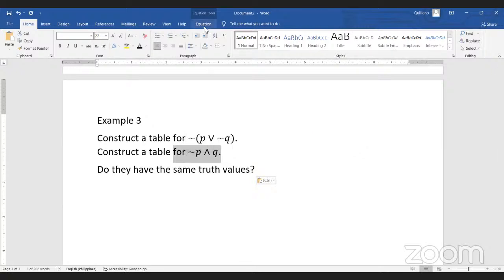So, kayo ang mag-solve, class. I already taught you how to make a truth table. So, sige. I want you to complete this one, to solve this one, and kindly chat your answer.